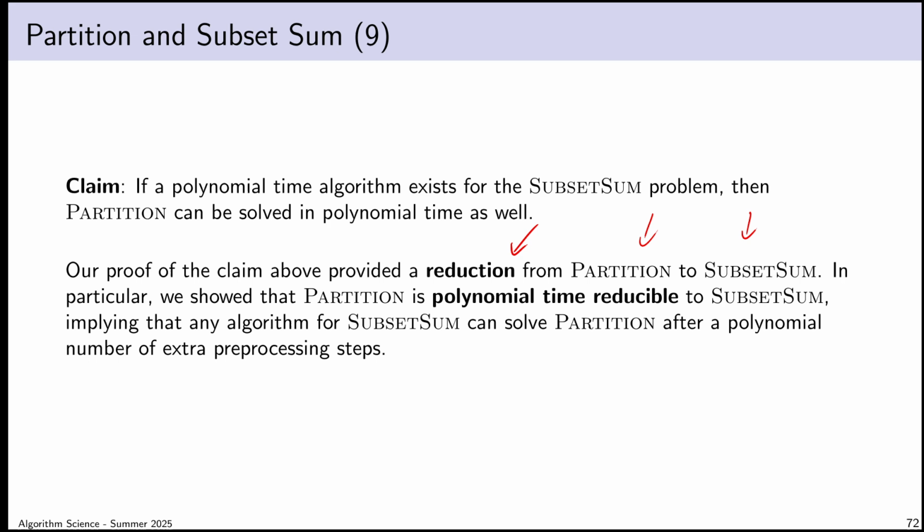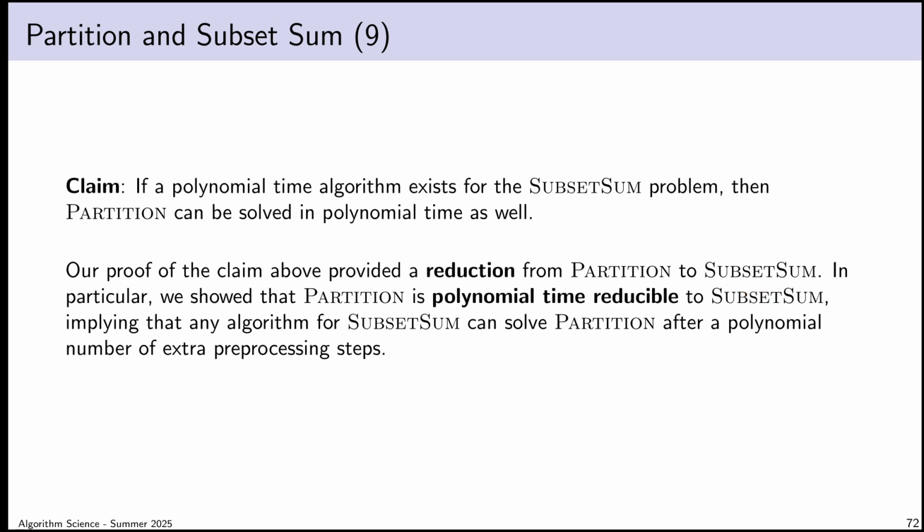Because the reduction that I performed only required polynomial time, we can now say that the partition problem is polynomial time reducible to subset sum, which tells us that if I have any algorithm for subset sum, I can solve partition. And in particular, any polynomial time algorithm for subset sum can solve partition after a polynomial number of pre-processing steps to turn my partition instance into a subset sum instance.